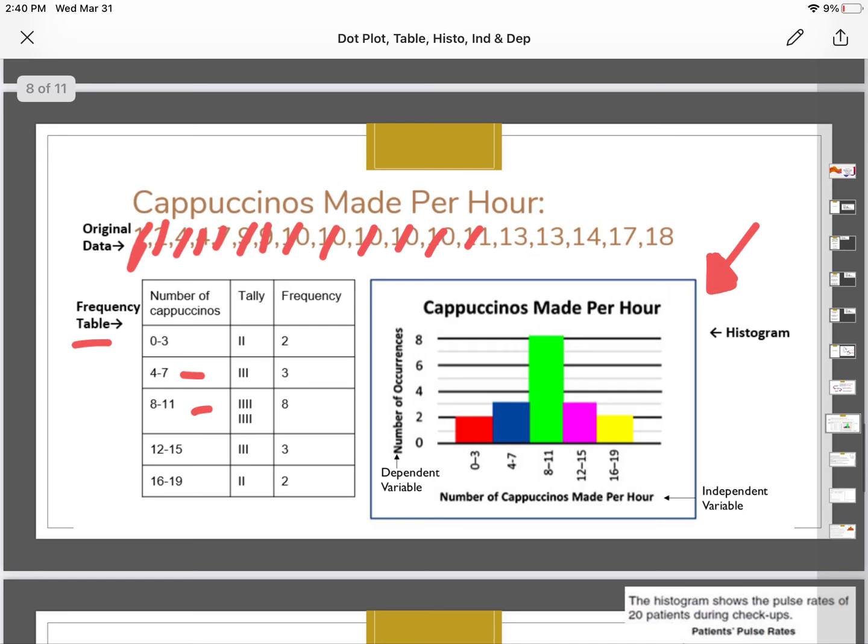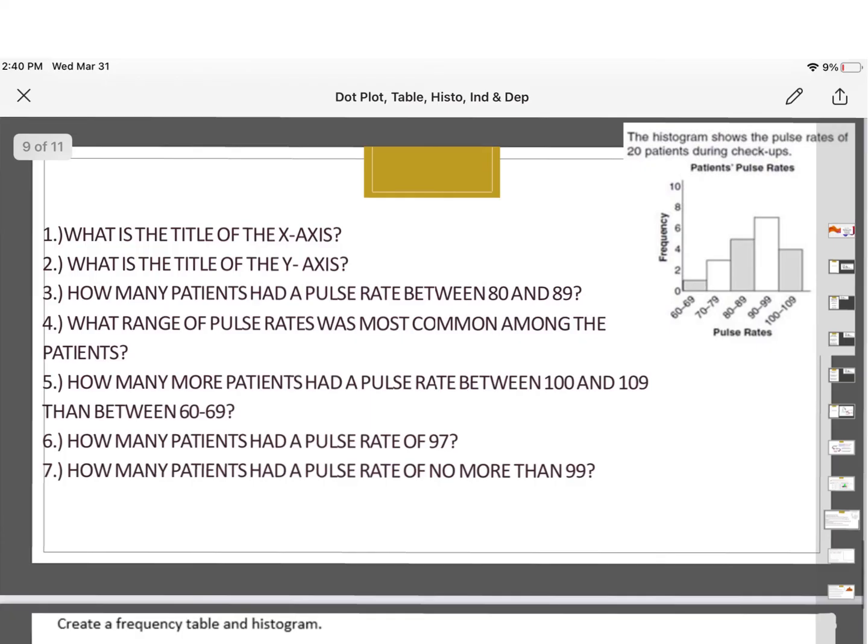This is just generally how a histogram works, so that when you're looking at the information and answering questions, you know what you're looking at. As you can see here too, they labeled this the number of occurrences, the number of cappuccinos made. So 0 to 3 matches the 0 to 3 here, and they went up to 2 because it happened twice. For 4 to 7, they went up to the 3 mark because there were 3, and so forth. Okay, so now we can answer some questions about a histogram.